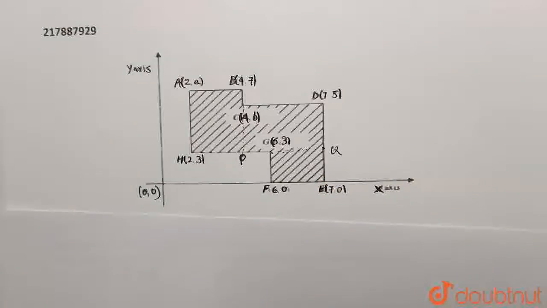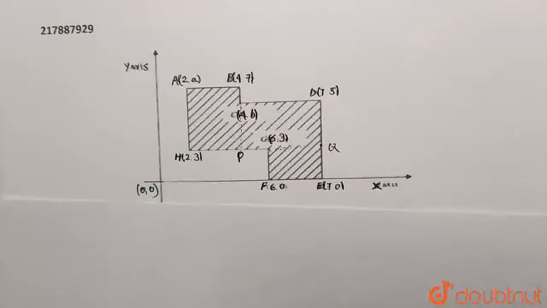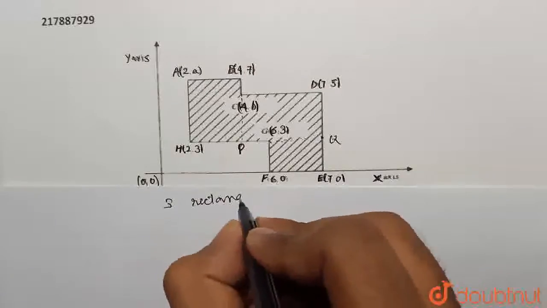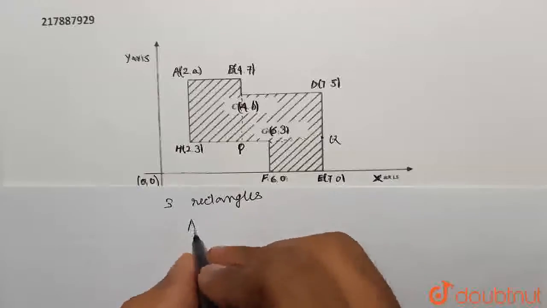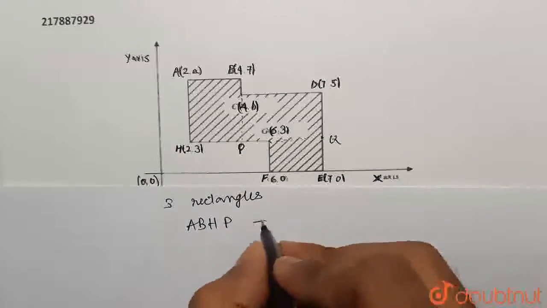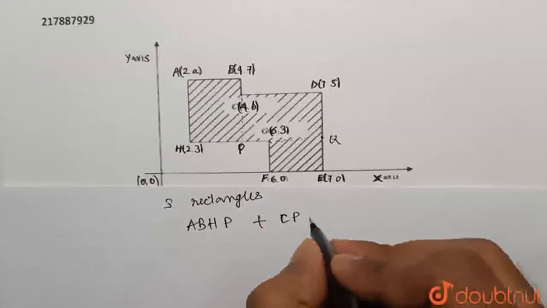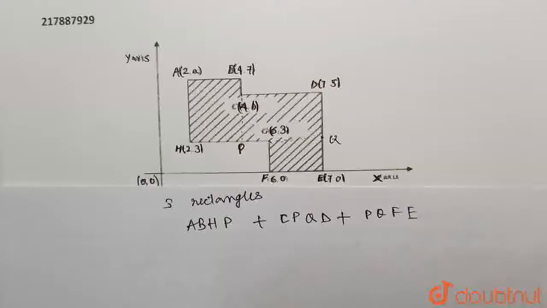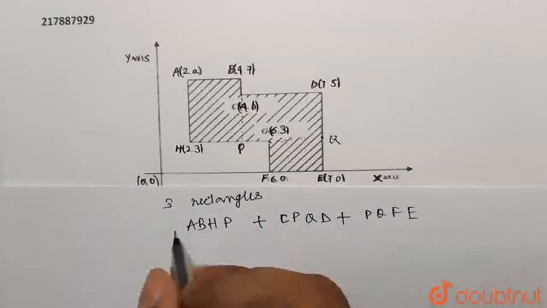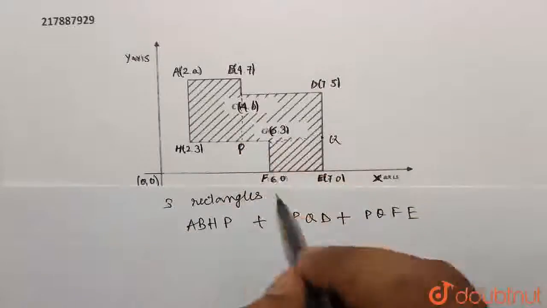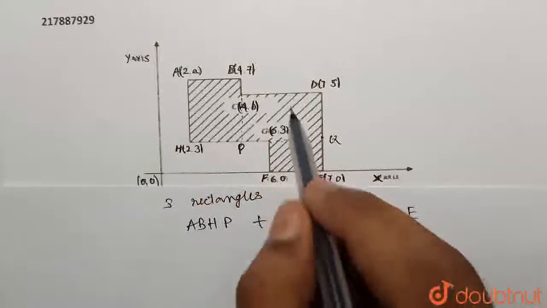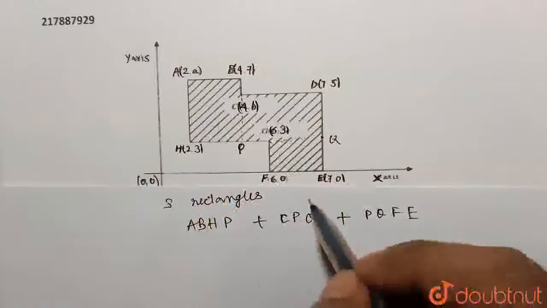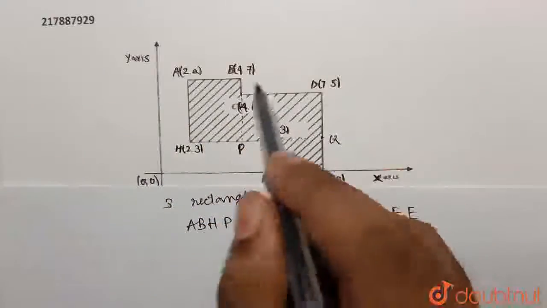Okay, so now the whole figure is divided into 3 rectangles. And what are these 3 rectangles? A, B, H and P plus C, P, Q and D plus P, Q, F and E. Okay. So these are the 3 rectangles. So basically, for calculating the area of the whole figure, I will just calculate the area of these 3 rectangles and just add them up. Clearly, I will get the area of the whole figure, because these 3 rectangles together combined make the whole figure.